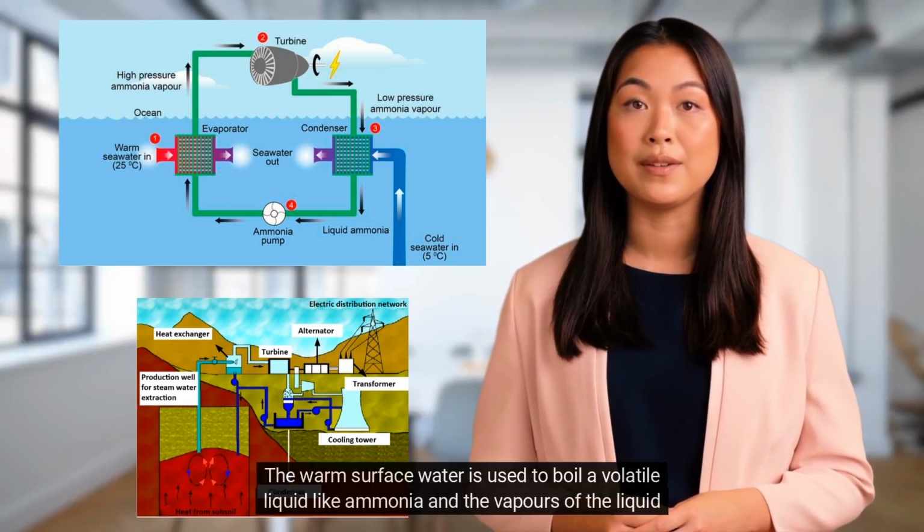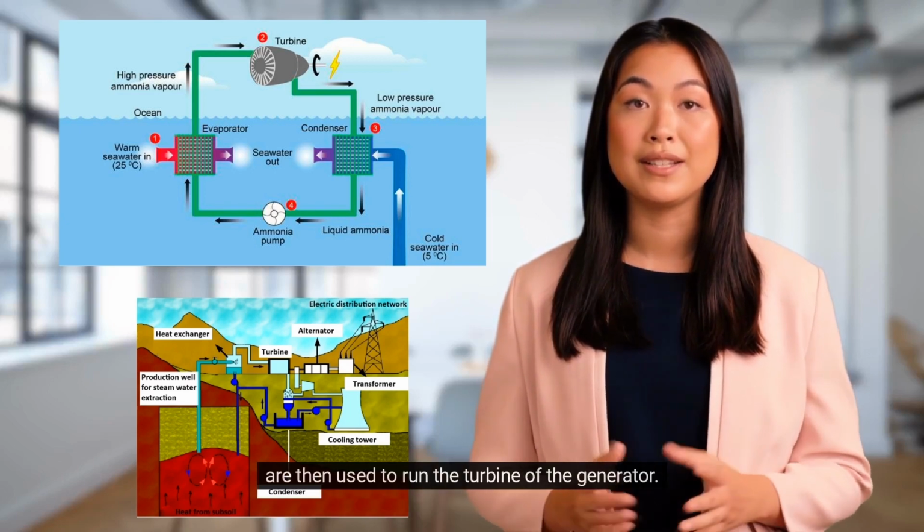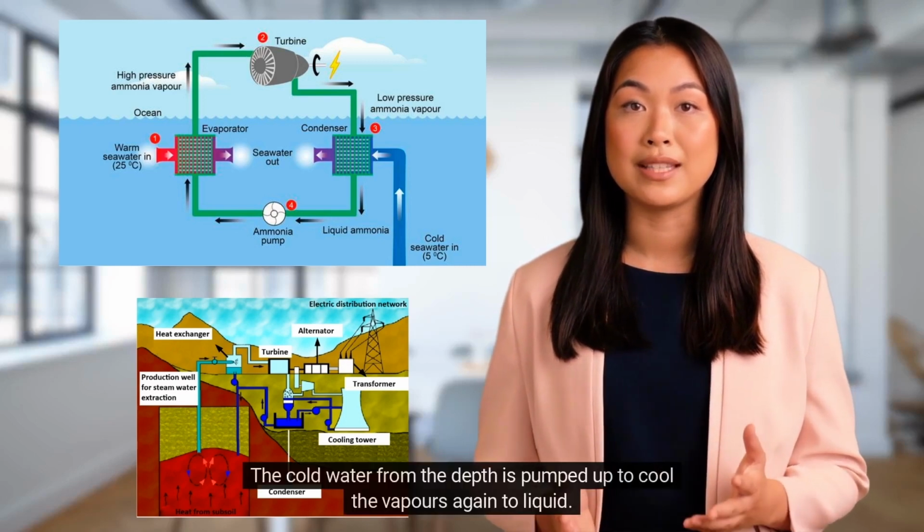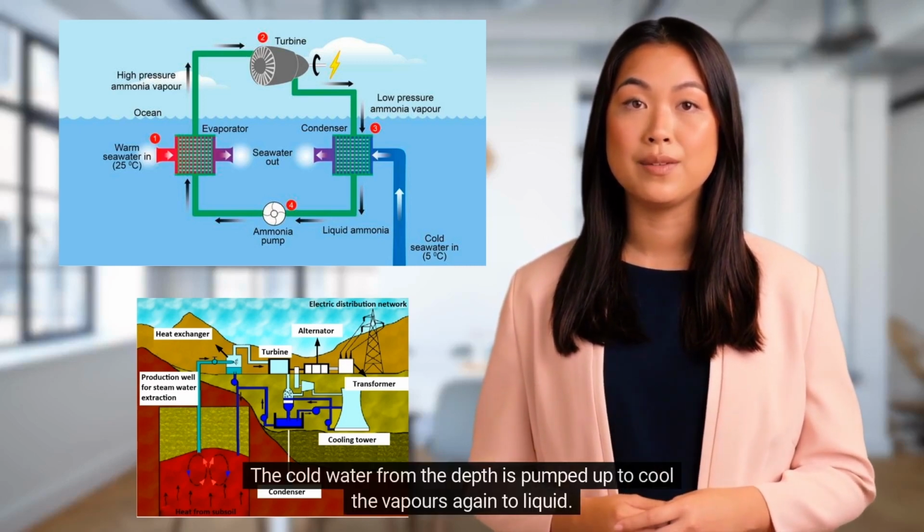The warm surface water is used to boil a volatile liquid like ammonia, and the vapors of the liquid are then used to run the turbine of the generator. The cold water from the depth is pumped up to cool the vapors again to liquid.